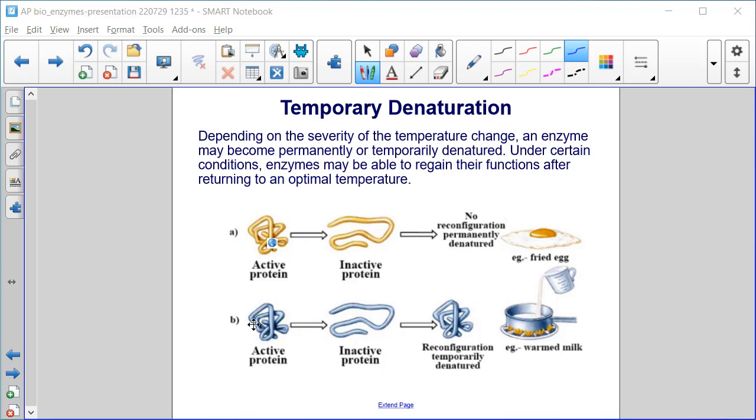But in the second example, if we do the same thing where we heat beyond the optimal temperature, denature the protein, and then we return the temperature back to the optimal temperature, we can reconfigure that temporarily denatured protein. And that can happen when we warm milk.